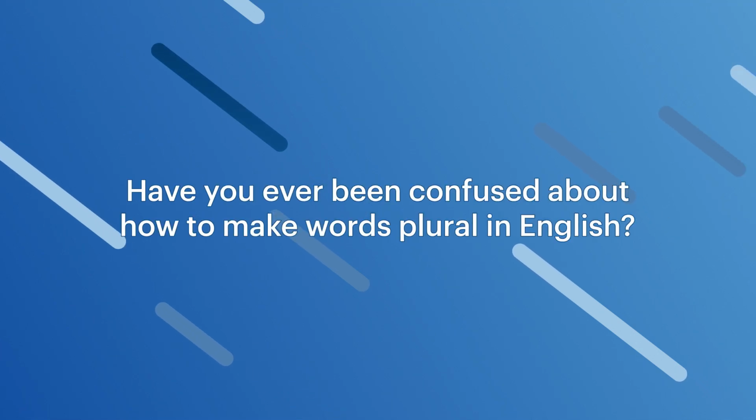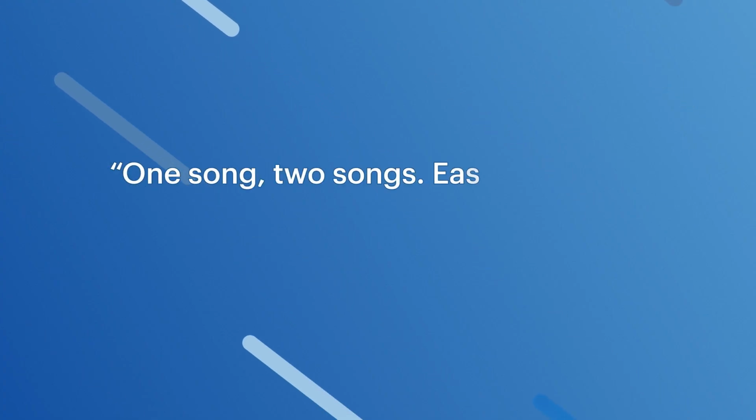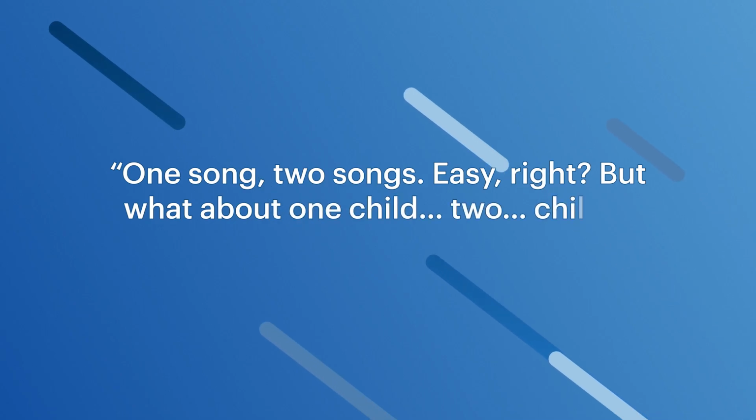Have you ever been confused about how to make words plural in English? Don't worry, today I'll make it super simple for you. One song, two songs. Easy, right? But how about child? One child, two childs? Nope, let's fix that together.